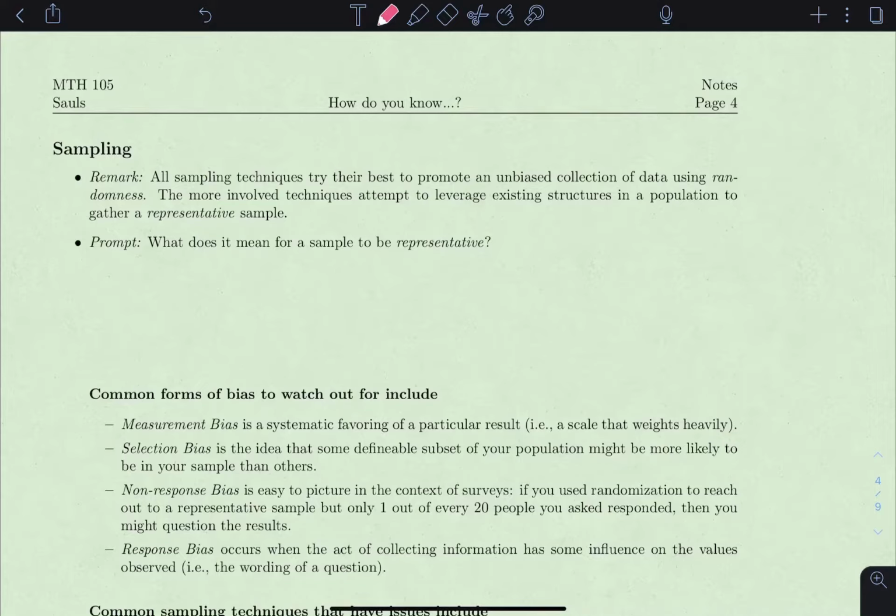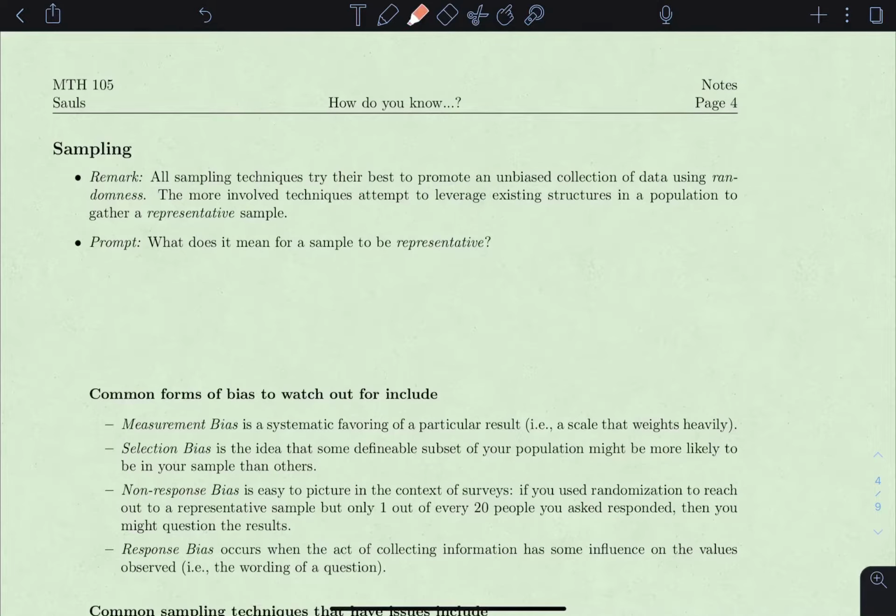So, our first remark here is about generally what sampling is trying to do. All sampling techniques are doing their best to promote an unbiased collection of data, and they're going to try to use randomness. At least that's what the best sampling techniques are going to do. And the goal is always to find a sample that is representative of the population. And we'll talk about some more involved methods later that will use structures in the population. But the goal is always about finding a representative sample.